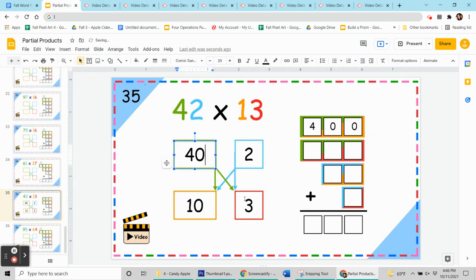Now you're going to do 40 times 3. Again, pretend like that 4 doesn't have a 0 on the end. Do 4 times 3 and then put the 0 back. 4 times 3 is 12. And then we'll stick the 0 on.